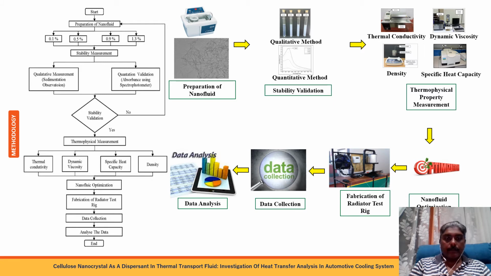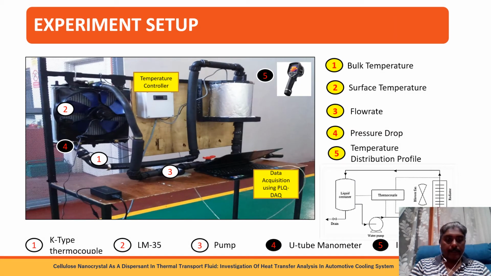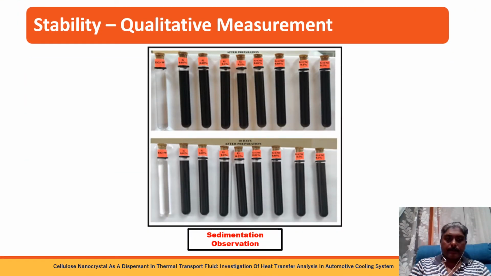So this is the method that we use. We start off with the preparation of the nanofluid, and then we go on and do the stability, and we test it in the radiator, and then we do the data analysis. So this is the experiment setup for the testing of the nanofluid. We use a radiator test rig, and this radiator test rig has been verified by many journals and publications that we are using it for nanomaterial testing.